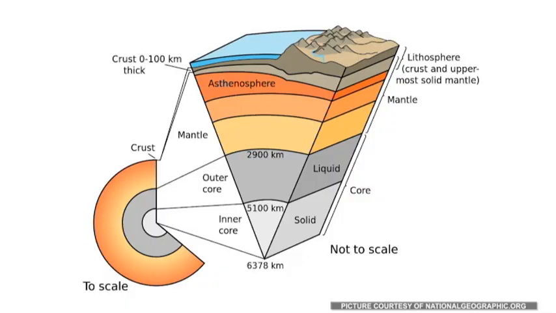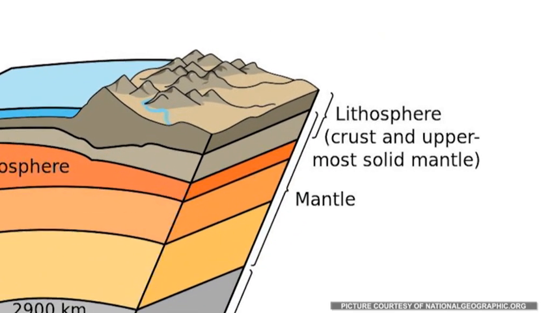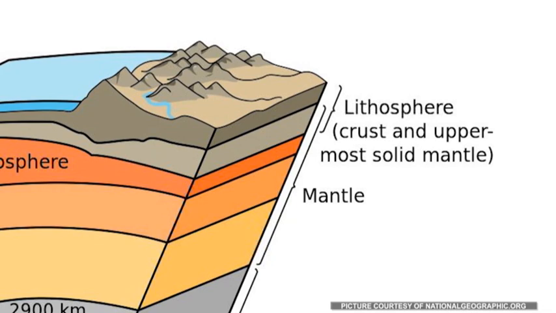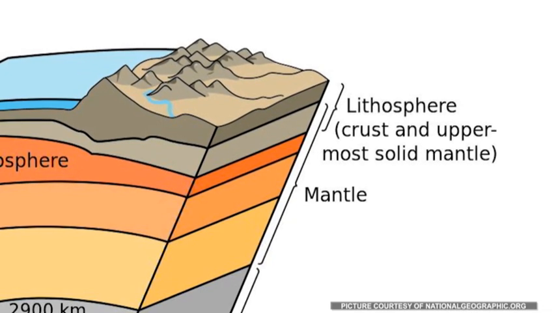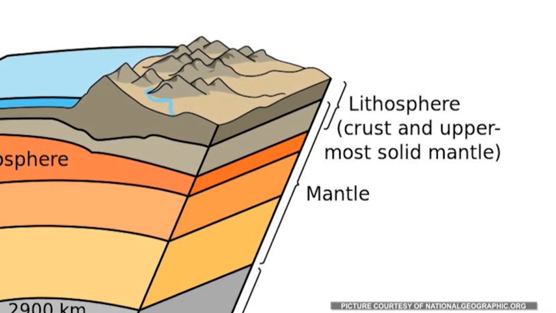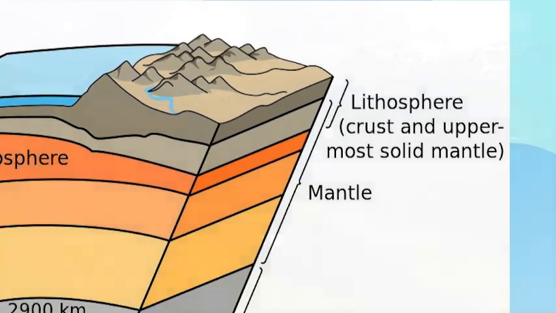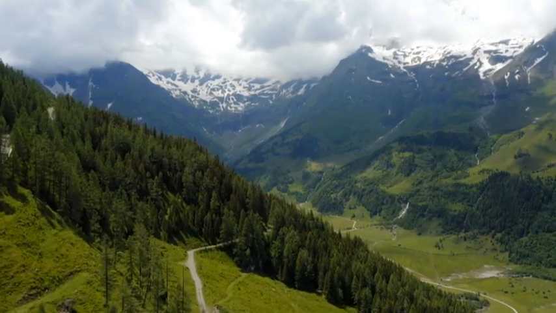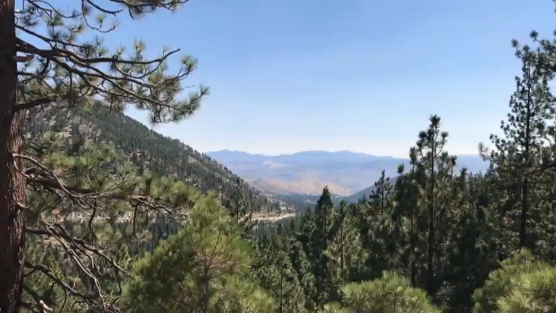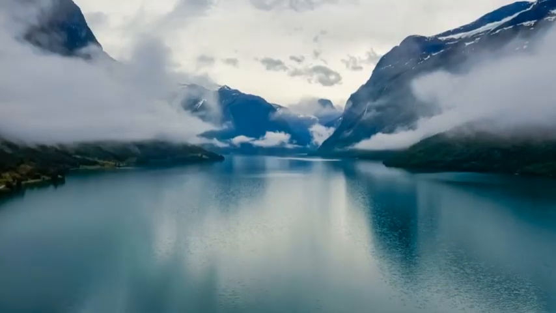Let's first look at the composition of the Earth. Did you know that the Earth is made up of 3 layers? There's the crust, the mantle, and the core. The crust is the outer layer of the Earth. It is a relatively thin layer made up of rocks. It's a layer of Earth that we see. On it, we can find mountains, hills, valleys, plains, and bodies of water.